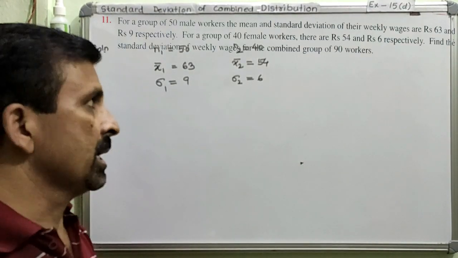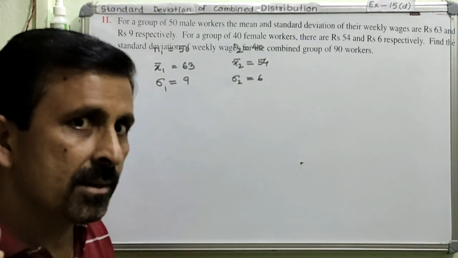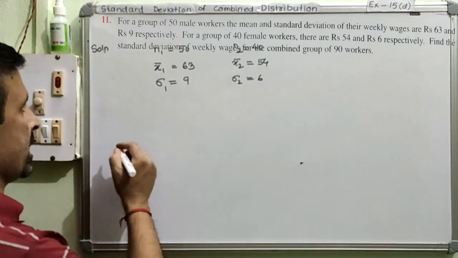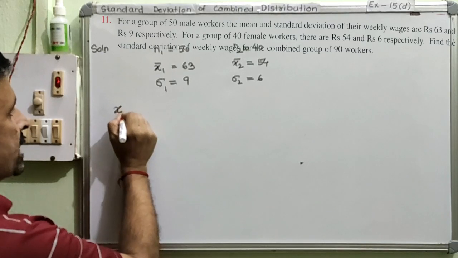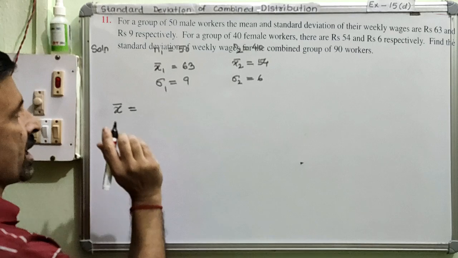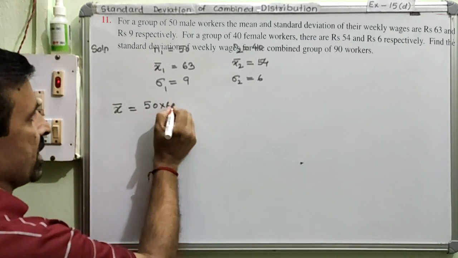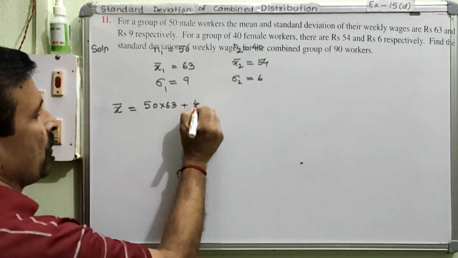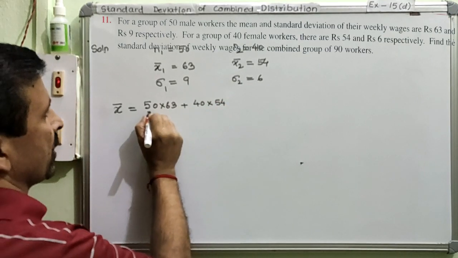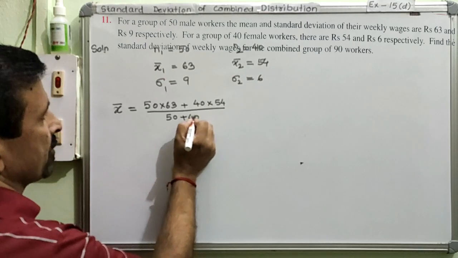But as I told you, even if the question is only to find out the standard deviation, you have to first of all calculate what? Tell me what? Combined mean. So let us calculate the combined mean. X mean is equal to, you know the formula now, so I am not going to write the formula, right? So 50 into 63 plus 40 into 54 divided by 50 plus 40.